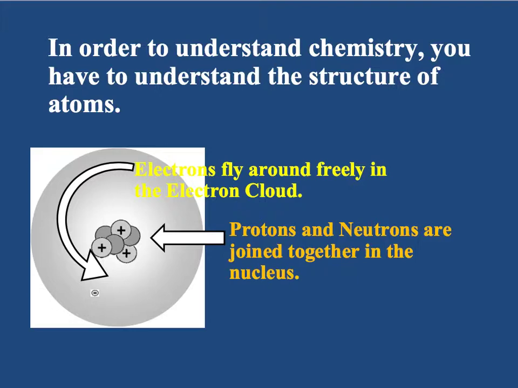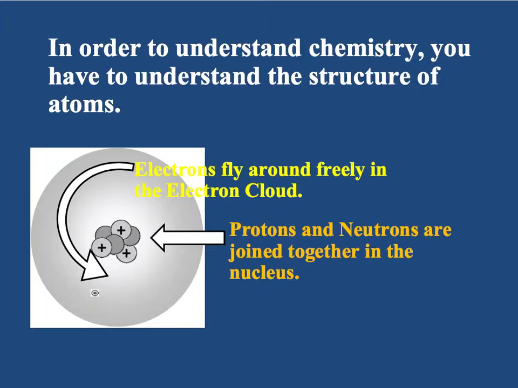So let's start with the point that says, describe the structure of atoms. Here's what I need you to write down. Protons and neutrons are joined together in the nucleus. And electrons fly around freely in what we call the electron cloud. Again, electrons fly around freely in the electron cloud.